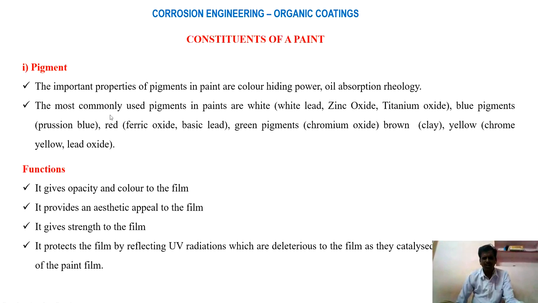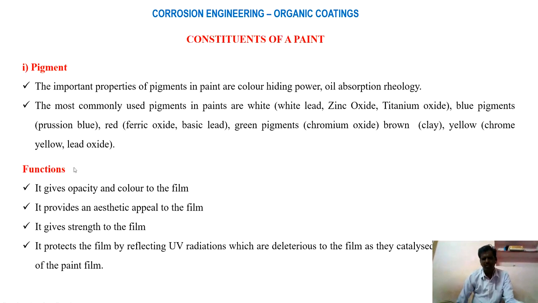Mostly to produce white color we are using zinc oxide and titanium dioxide. To give blue color we are using Prussian blue. To give red we use ferric oxide or basic lead. Chromium oxide is used to produce green pigments, and clay materials are used to give brown color. Chrome yellow and lead oxide are used to produce yellow color. Okay, these are the important pigments. Then we have to discuss the functions.